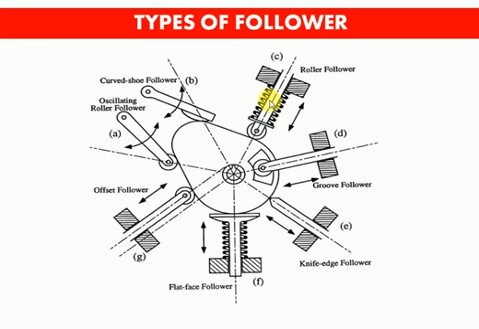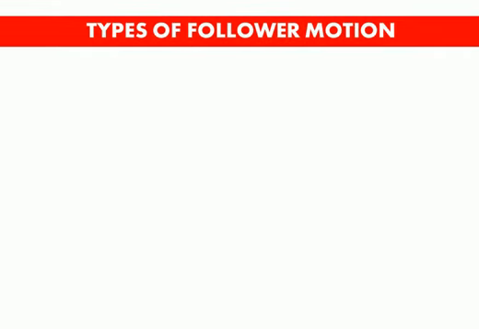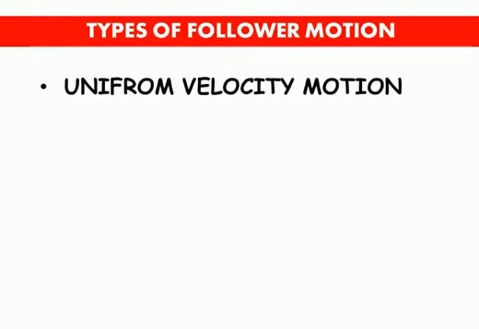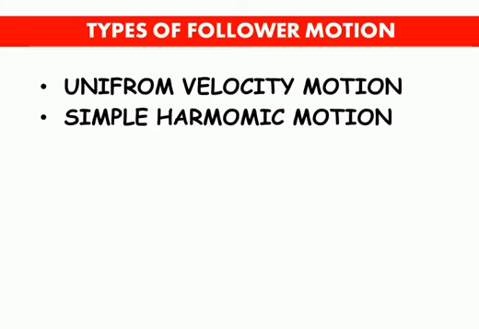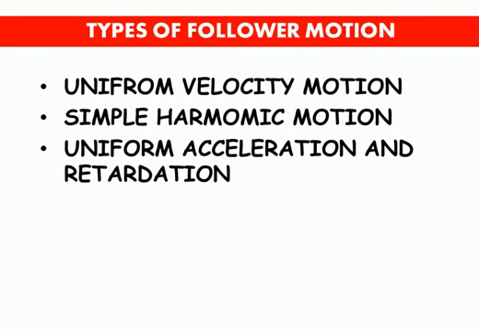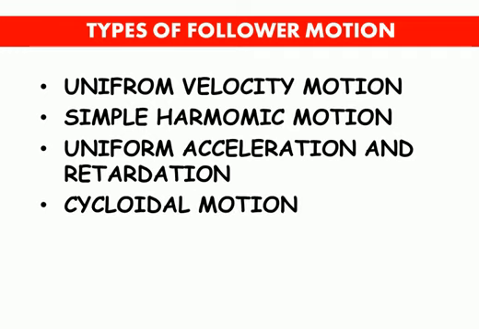So very fast, as in the previous session we have studied the types of follower. The types of follower can be the roller follower, groove follower, knife edge follower, flat faced follower, offset follower, oscillating roller follower, curve shoe follower, etc. So our main focus today will be the various types of follower motions. Basically, we have four different types of follower motions: uniform velocity motion, simple harmonic motion, uniform acceleration and retardation, and cycloidal motion.